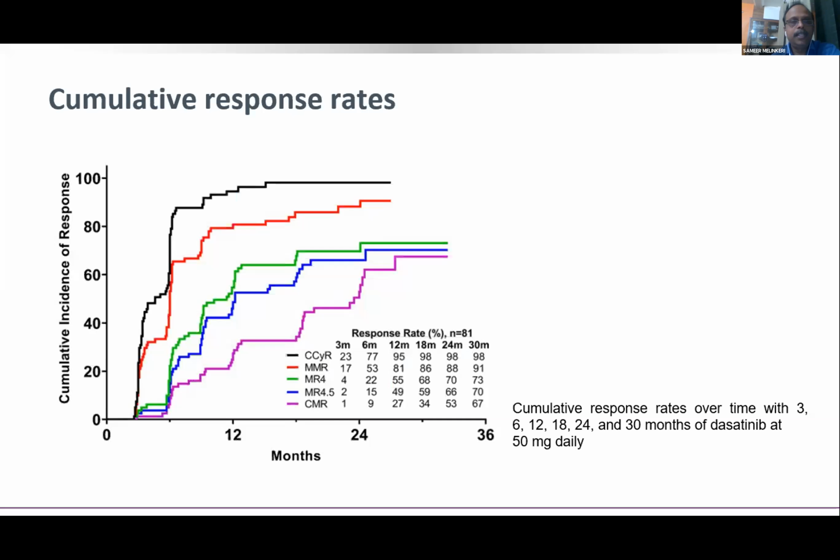These are the cumulative response rates. Now, why is it that dasatinib 50 works better than dasatinib 100? The answer is simple, and that is that it is much better tolerated. We know that in the first 3 months of treatment, it is very important to not try and discontinue the TKI. Therefore the compliance is better with 50, the side effect profile is less, so no interruptions, and therefore patients actually tend to respond much better.